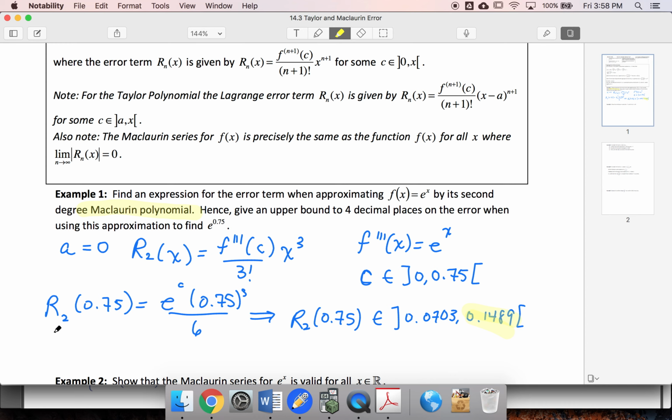What this really means is if I take my T2 Taylor polynomial, we know for e to the x that our Taylor polynomial, hopefully you remember, is going to be 1 plus x plus x squared over 2. So this is my T2. If I approximated e to the 0.75 using this polynomial, this is how much I would be off by, a maximum of this much. So let's look at that.